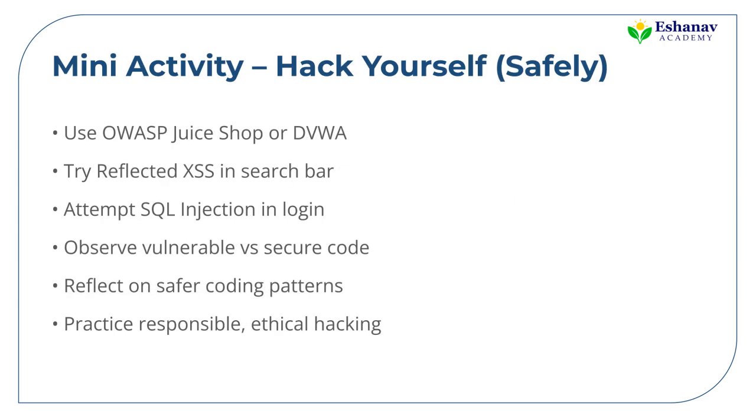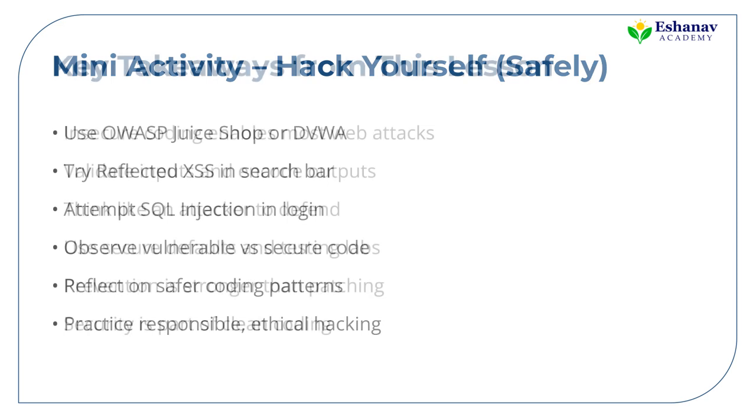Ready to test your skills? In this mini activity, you'll become the ethical hacker, and your target is a vulnerable web app. Load up Juice Shop or DPDPA and try a reflected XSS attack in the search bar. Then attempt a basic SQL injection on the login screen. Observe what happens, how the code behaves, and how a secure version might block the same input. This isn't just about learning attacks, it's about recognizing the coding patterns that create them, so you can design defensively from day one.